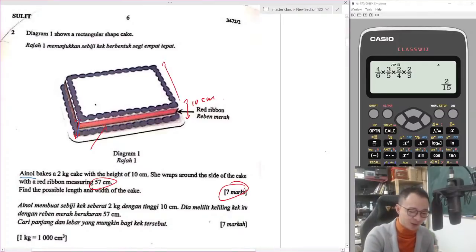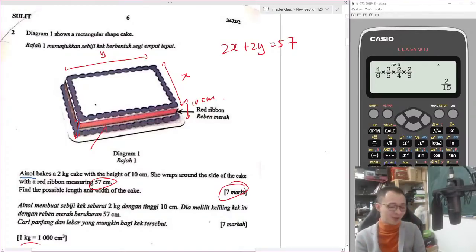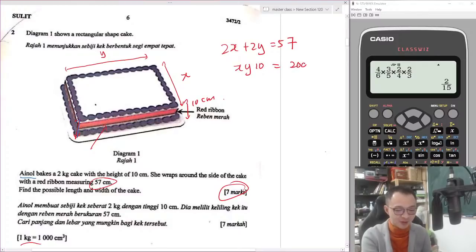So let's say I call the width x, length will be y. Then perimeter is what? 2x plus 2y, right? Equals to 57. Then we have the volume. They tell me 1 kg equals to 1000 centimeter cube. So 2 kg, how to get the volume of the cake? Length times width times height, isn't it? So therefore it's x times y times 10 equals to 2000, because everything is in centimeter, right? So therefore, I will just say y equals to 200 over x. My first equation. This one is the second equation.